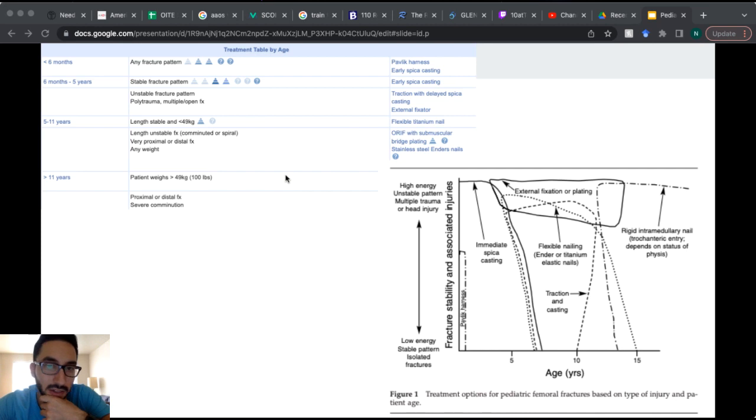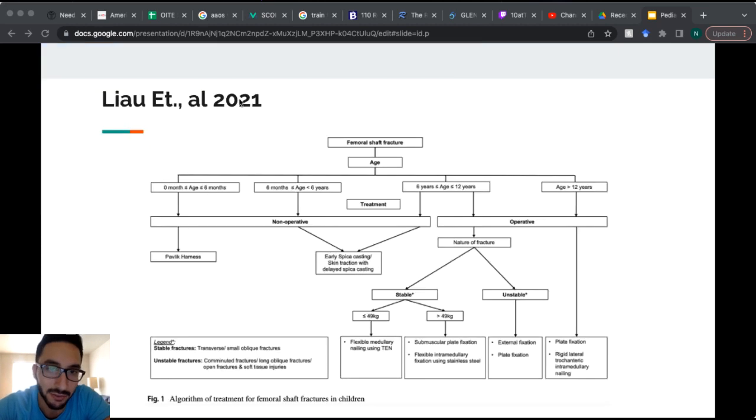So in terms of treatment algorithm, this is the one from OrthoBullets. This was from a paper. I thought it was entirely egregious, that treatment algorithm. But here's one I found, from this paper. I believe this was the Indian Journal of Orthopaedics in 2021. It outlines your algorithm here, and it basically, again, shows you based on age.